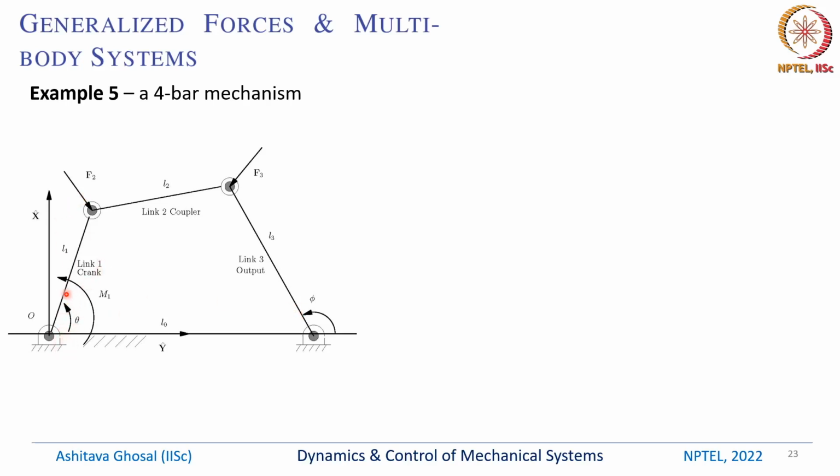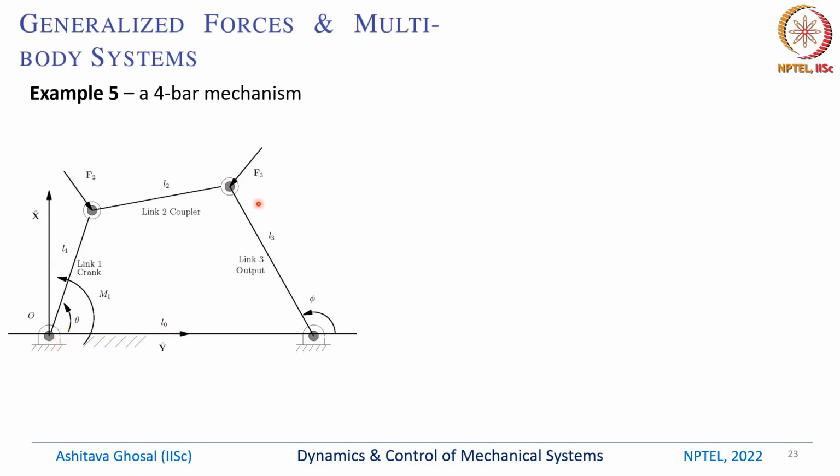Additionally, there is a variable theta 1 which shows the rotation of this crank. The length of this crank is L1, the length of this coupler is L2, and the length of the output link is L3, and the rotation of this output link with respect to the horizontal is phi, and the distance between these two fixed points, or the base, is L0.